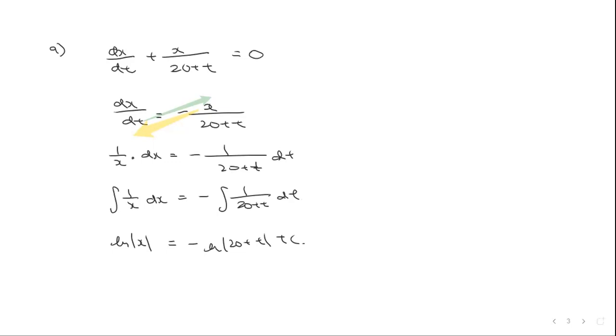So we know at t = 0, x is the amount of salt dissolved in the tank, remember? So x = 20 kilograms. If we sub that in, that means log 20 = -log 20 + c. So with that in mind, c must equal 2 log 20. And that means log x = -log(20 + t) + 2 log 20.